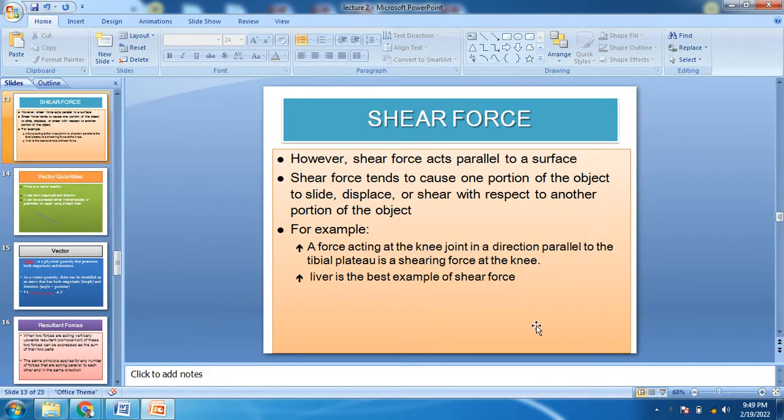Shear force. Shear force acts parallel to a surface. Shear forces tend to cause one portion of the object to slide, displace, or shear with respect to another portion of the object. For example, a force acting at the knee joint in a direction parallel to the tibial plateau is a shearing force at the knee. Lever is the best example of shear force.